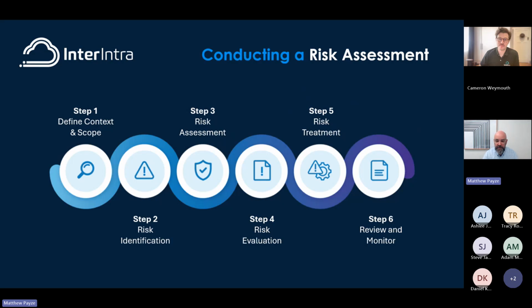Step 2 is identifying risks. Right? What could go wrong? Let's consider the threats, the weaknesses, and the potential impacts of those risks. So it's really about identifying threats and vulnerabilities. Think of things like technical flaws, human error, malicious actors or threat actors, hackers, I guess, for a better term.